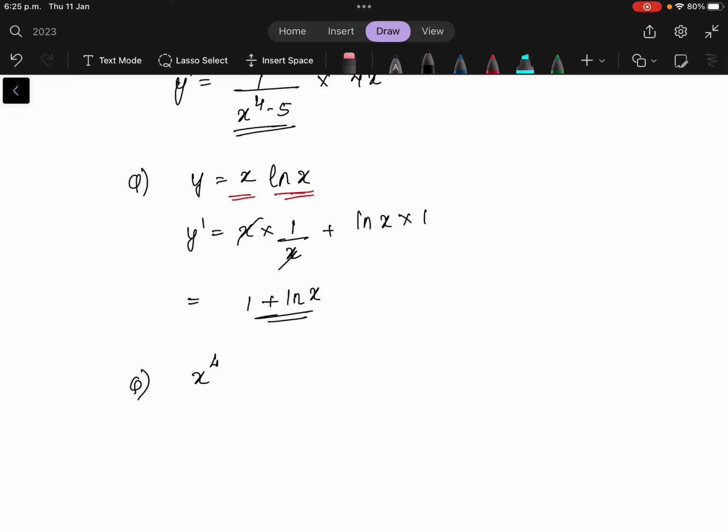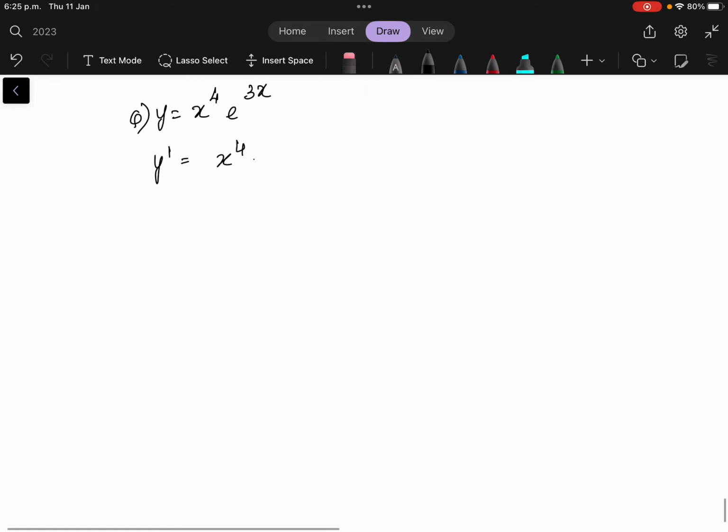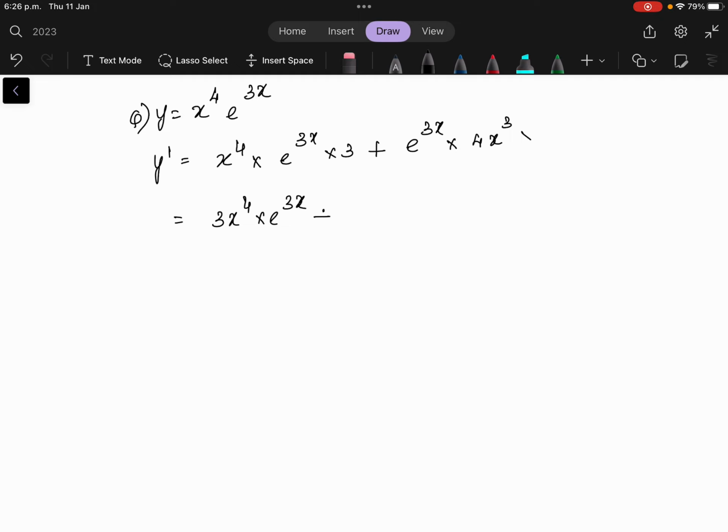Y is equal to x to the power of 4 e to the power of 3x. Okay, so in this case y dash is equal to product rule, x to the power of 4 times e to the power of 3x times 3, that's a chain rule, plus e to the power of 3x times 4x to the power of 3. Yep, that's it, 4x to the power of 3. Okay, and then you can simplify this, which is 3x to the power of 4 times e to the power of 3x plus 4x to the power of 3 times e to the power of 3x. Okay, and then if you want, you can take the common factors outside.